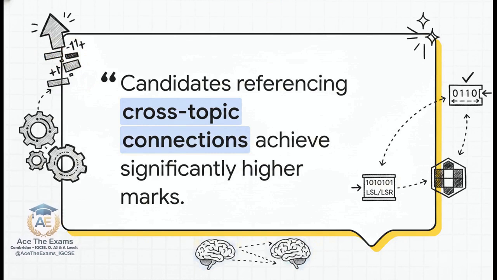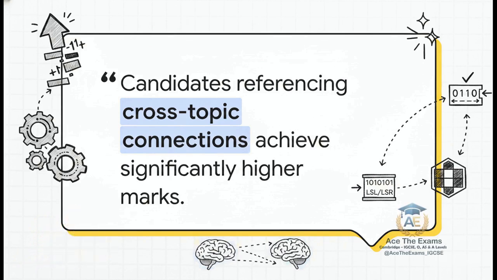Okay, moving on to a massive insider secret directly from the Principal Examiner Report. They explicitly state, candidates referencing cross-topic connections achieve significantly higher marks. This is how you secure the top-tier grades. The theoretical architecture of LSL and LSR doesn't exist in a vacuum. It relies heavily on integrating with other syllabus areas. For instance, how do your bit shifts affect a 2's complement integer? If you perform an LSL on a negative number, does the sign bit change?